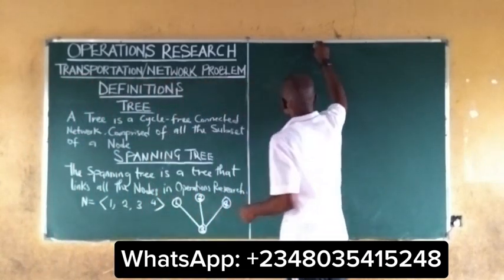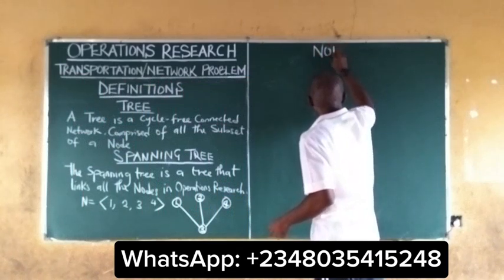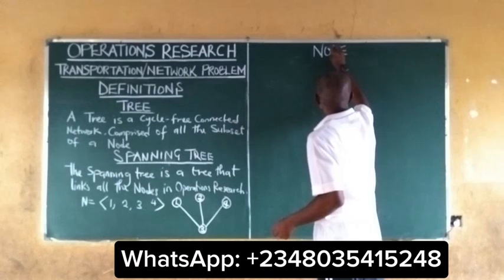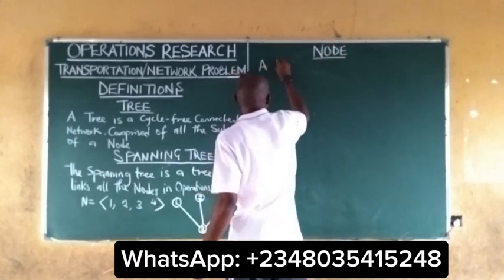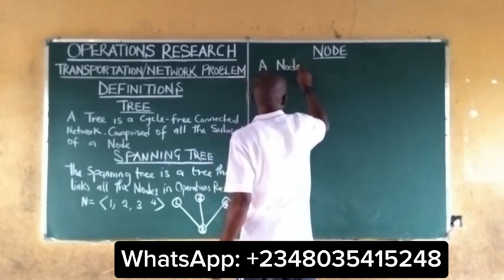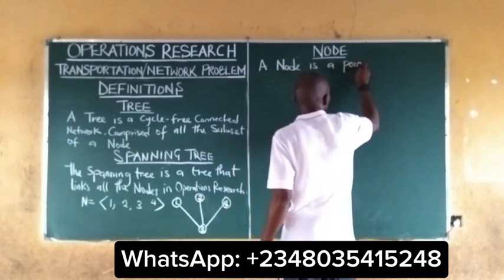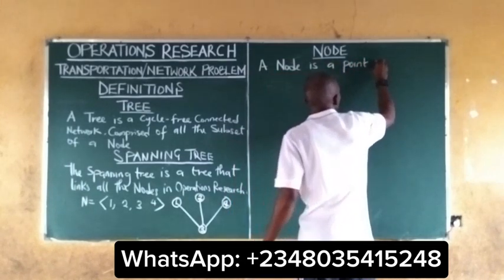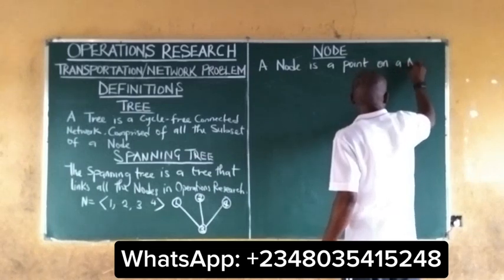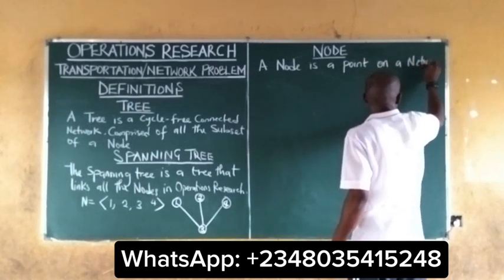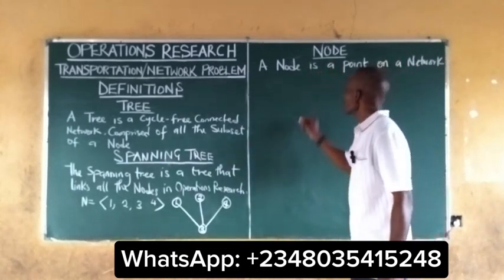What is a node? A node is a point on a network. So a node is just a point on a network.